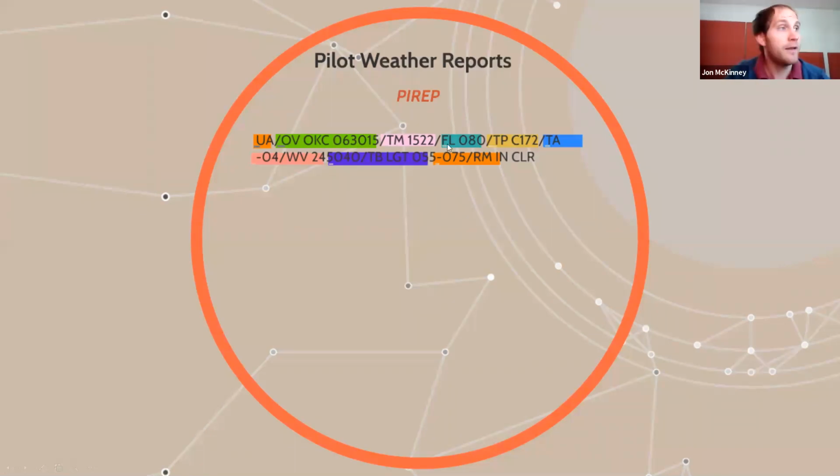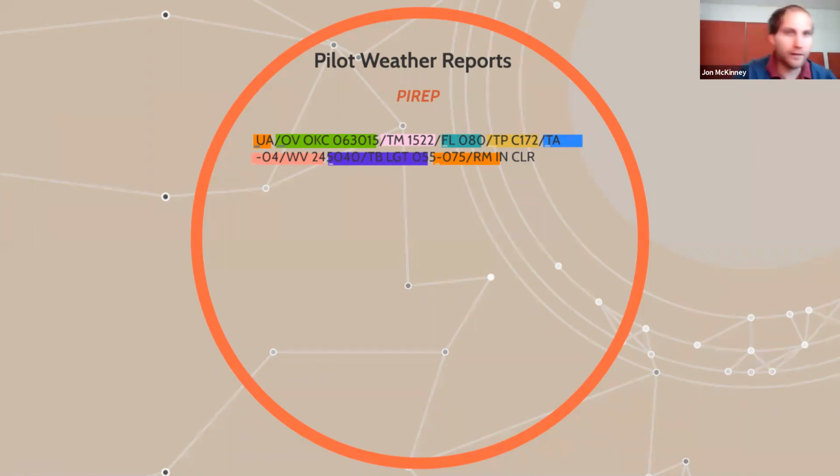TM, time. This pilot gave this report at 1522 Zulu. FL, flight level, that'll be the altitude. The pilot gave this report from an indicated altitude of 8,000. Call that MSL. Type, this is a Cessna 172 Skyhawk. TA, temperature, -4 Celsius. WV is wind velocity. Our colors are off here. Wind velocity at that altitude is from 245 degrees and 40 knots.